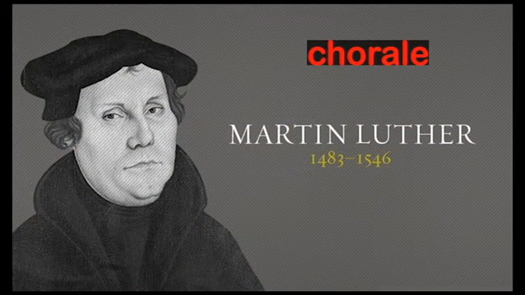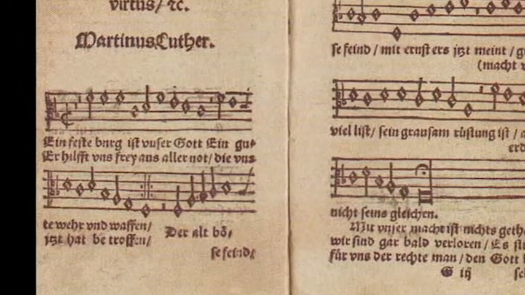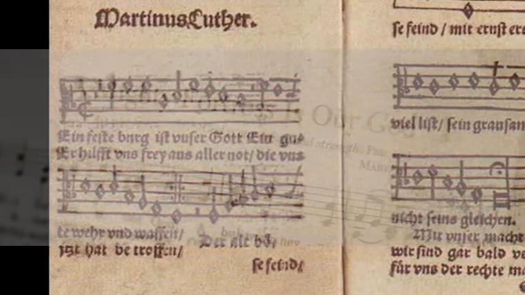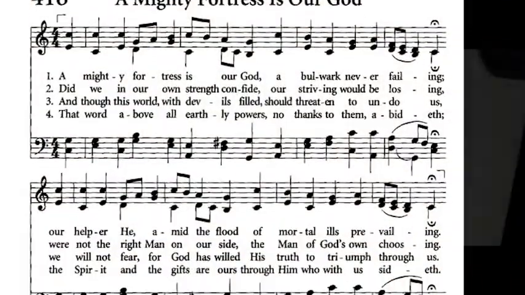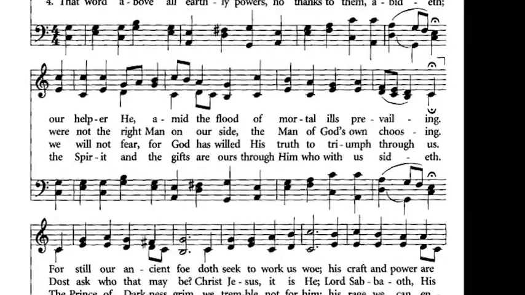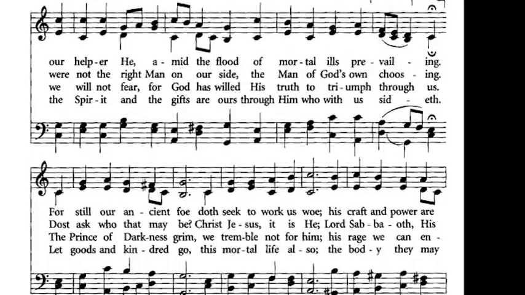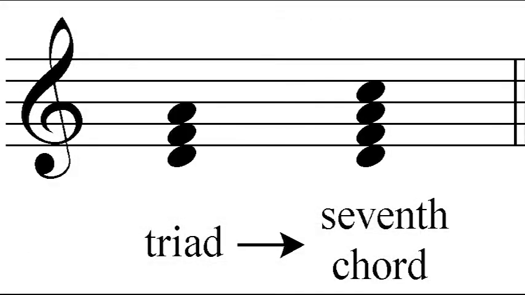And we call this model a chorale. The chorale is a genre attributed to the 16th century reformer Martin Luther. Essentially, a chorale takes a very singable hymn tune and harmonizes it for four voices. The chorale is the precursor of the modern-day hymn. But our interest in the chorale is not necessarily historical, but pedagogical. It creates a great tool for us to study voice leading. It enables us to work with three-voice triads, as well as four-voice seventh chords.